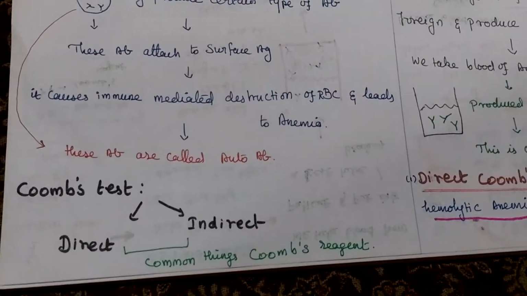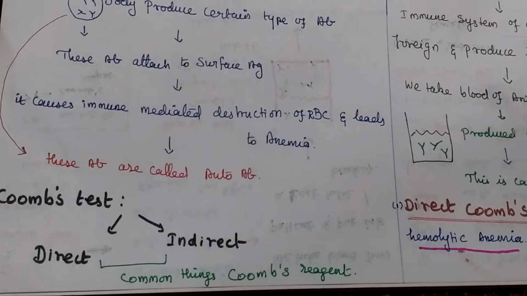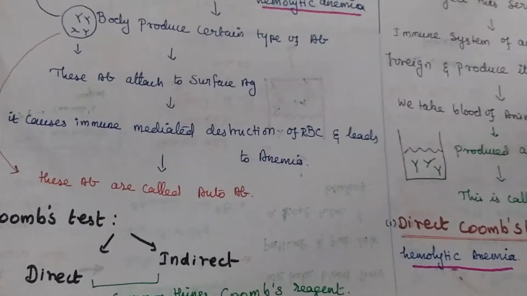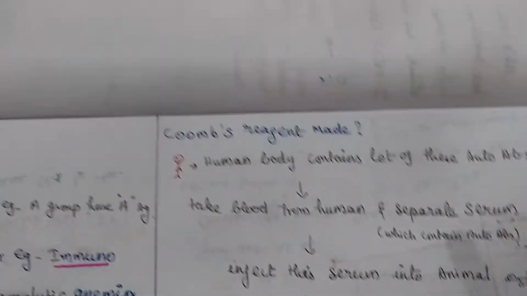Then the Coombs test. There are two types of test, the direct and indirect. The common thing in both tests is the Coombs reagent. Now, how is Coombs reagent made?